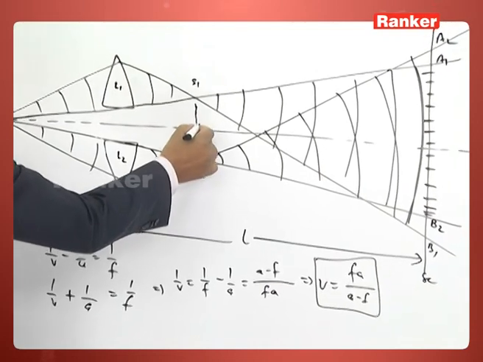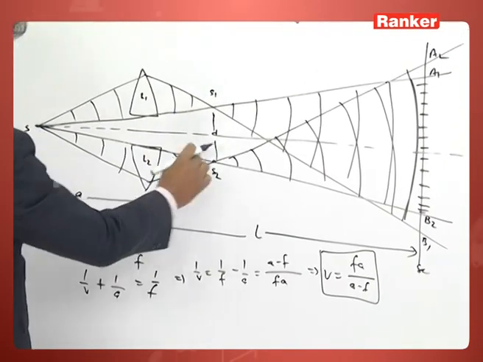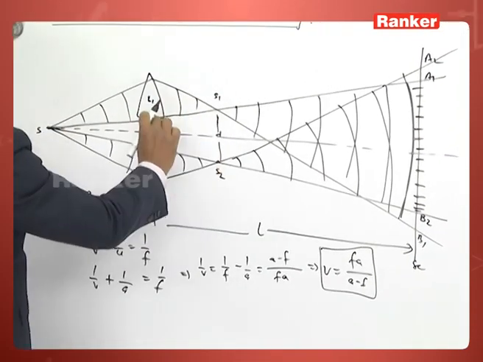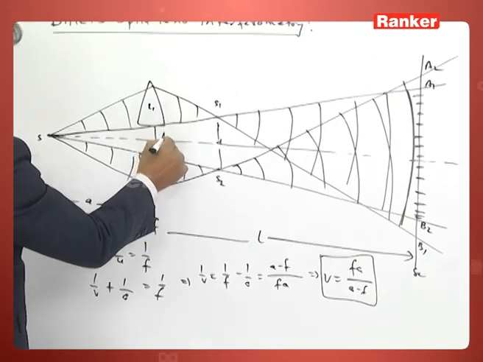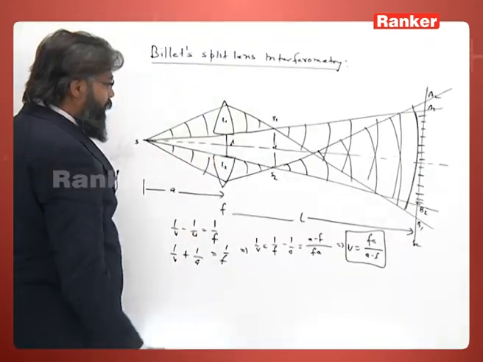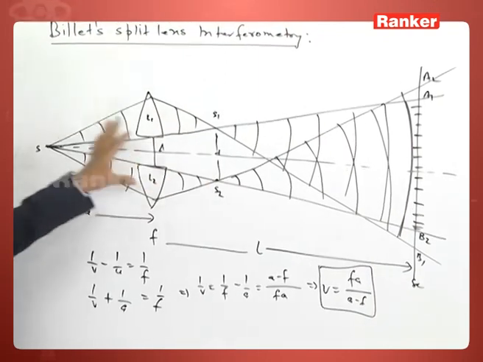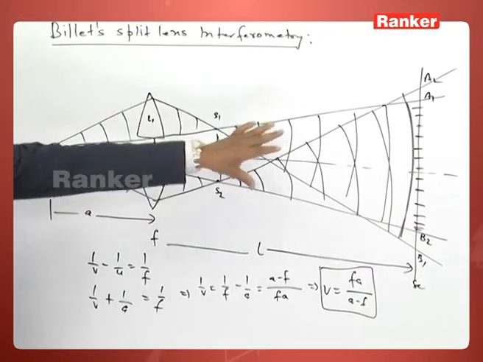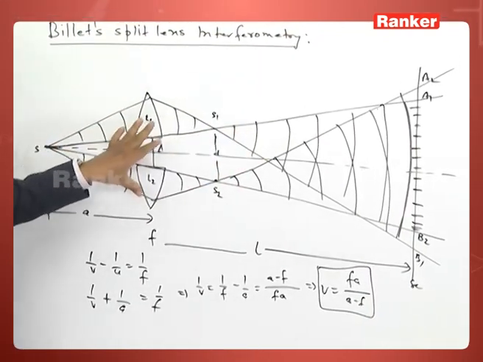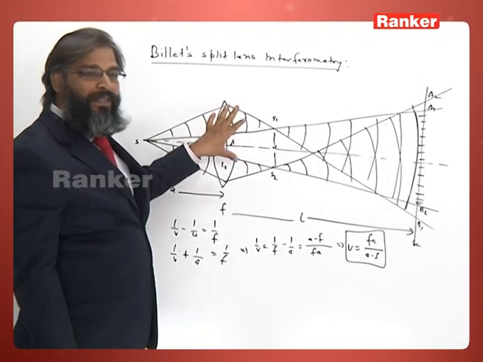Now let us calculate what is S1 S2, this distance. This will be your d. So in order to calculate this distance d, this is d and this is delta, we use similar triangles. We will draw another diagram where I will not draw wavefronts, so our diagram will be neat, so that we can study it in a better way.